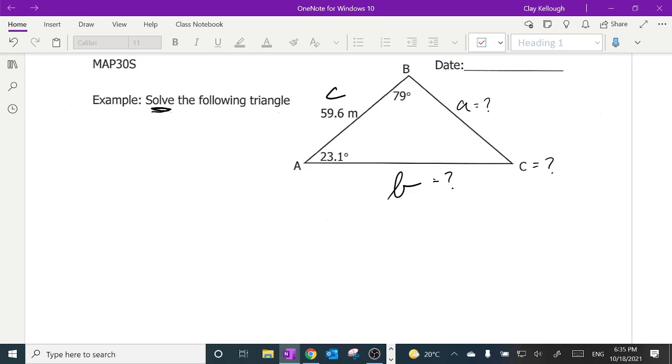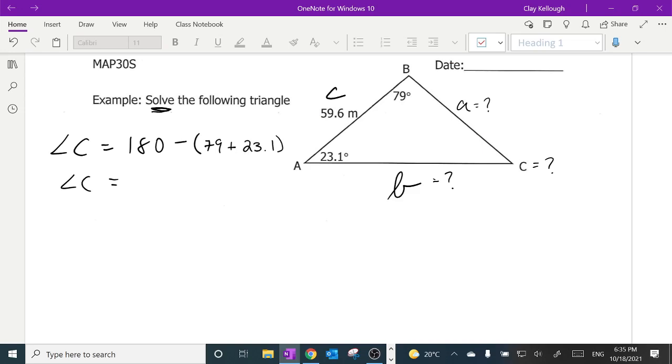So, what can I do first? Well, I can't find these 2 sides first because, if I wanted to find side A, I'd need to know a side across from an angle, and I don't because I don't know this angle. If I wanted to find side B, again, I don't know any sides across from angles. So it appears like I might be stuck, and then I realize, wait a minute, I can figure out angle C. It's 180 degrees minus the other 2 angles, because remember, all 3 angles in a triangle always have to add up to 180.